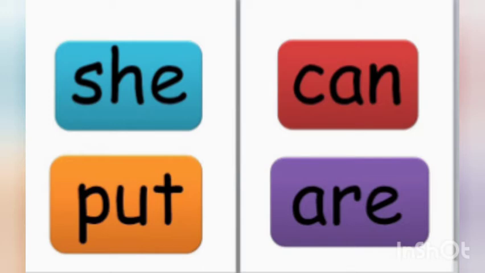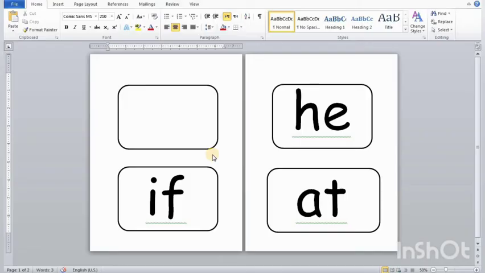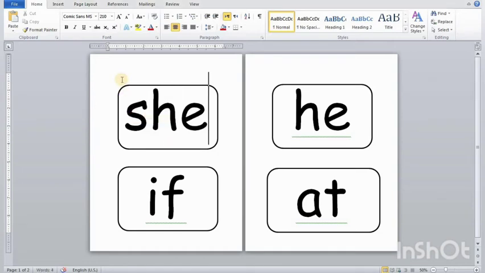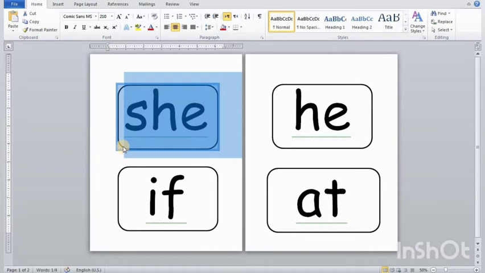Today we are going to learn how to write sight words, how to make flashcards of sight words, and how to change the style of the shape. As you can see here, I have written four sight words: she, put, can, are. So first I will tell you how to write sight words.